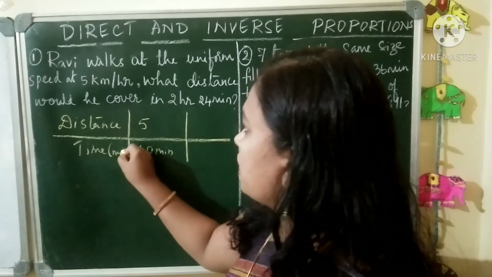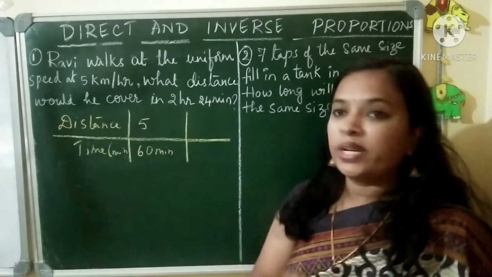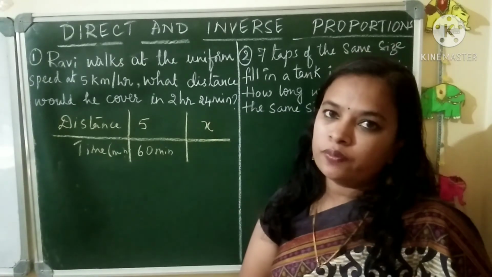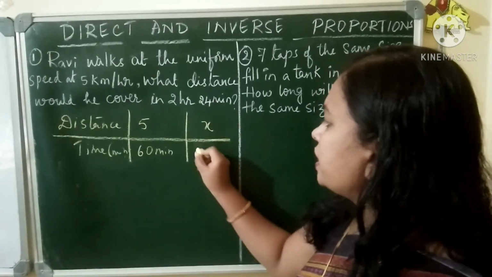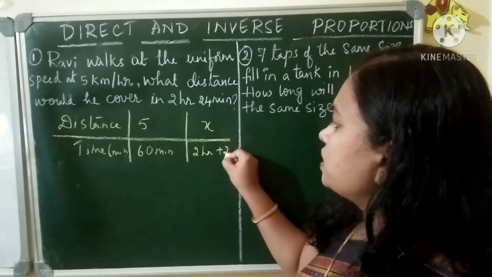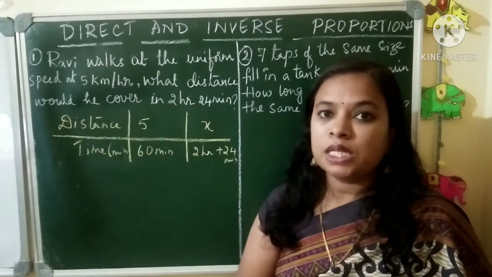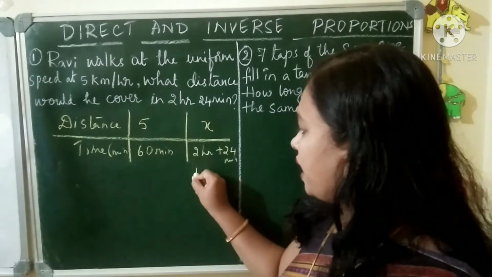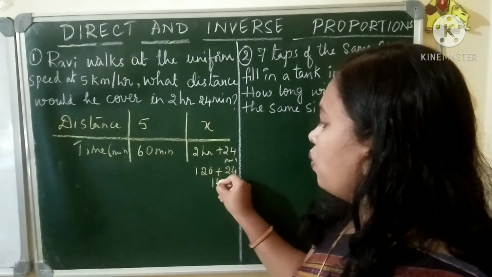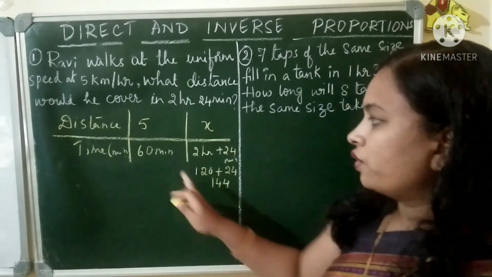Time in minutes. Then next, what distance would he cover in 2 hours 24 minutes? So now we don't know the distance, so we will give one variable for it. And here it is 2 hours and 24 minutes, so we need to convert this into minutes. In 1 hour we have 60 minutes, so in 2 hours it is 120. So 120 plus 24 is equal to 144 minutes. Okay, so here it is 144 minutes.